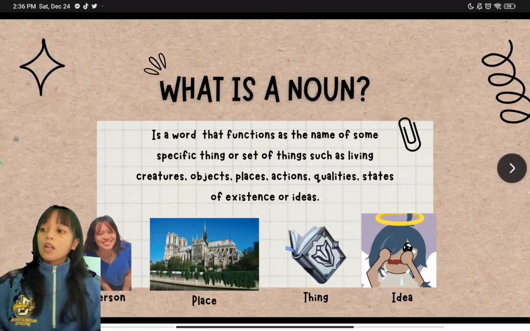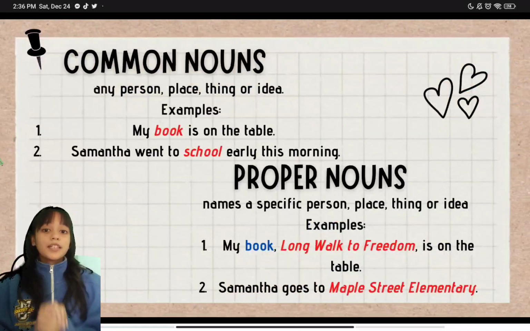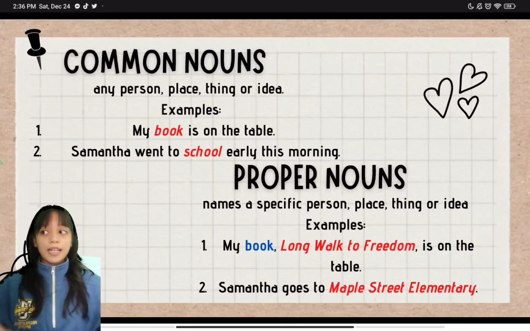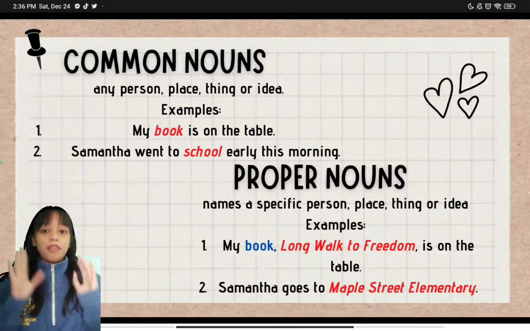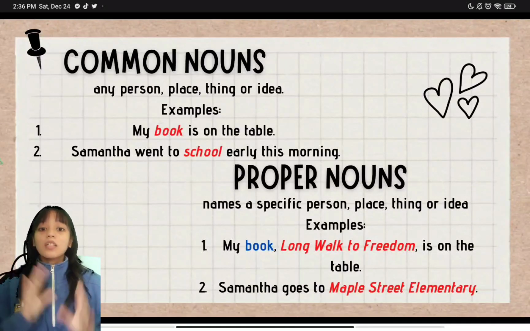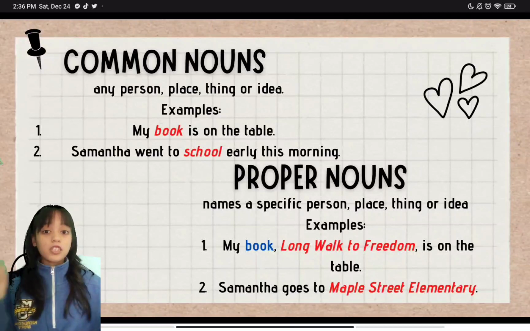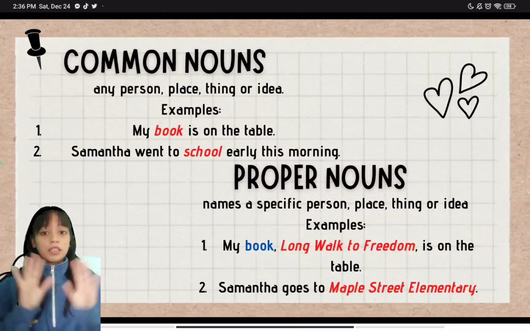So moving on are the types of noun. The first types of noun are the common nouns and the proper nouns. Common nouns are any person, place, thing, or idea. A common noun is general. It's not specific. It does not specify anything, it's just general.